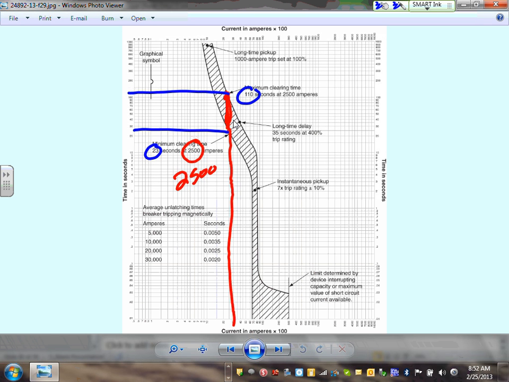Any comments, guys, how to read these curves? If I give you one on the final, would you read it? What does that mean, clear? You have a short circuit, and the short circuit is 2,500. Clear means open; we start the opening process at 13 seconds. So start opening doesn't mean open instantaneously. It took us between 13 and 110 seconds.